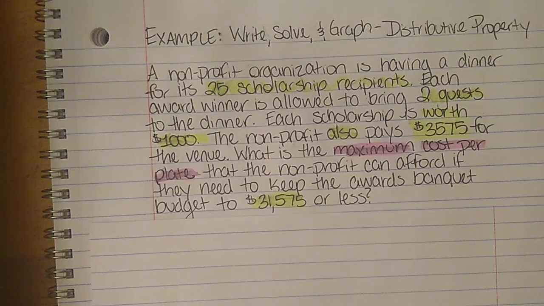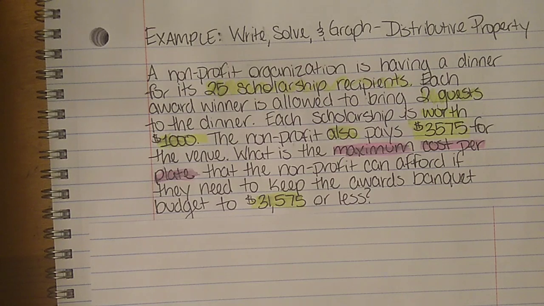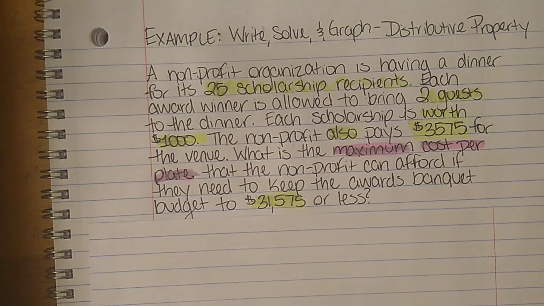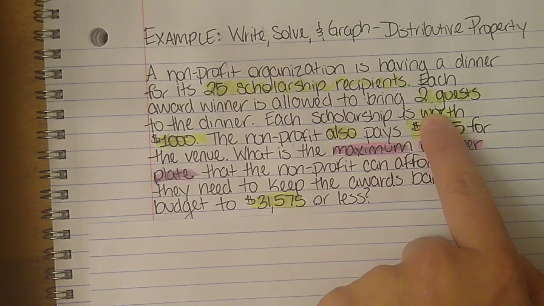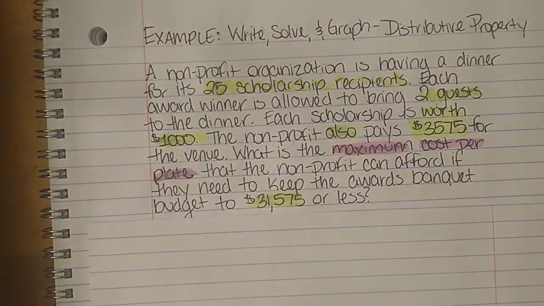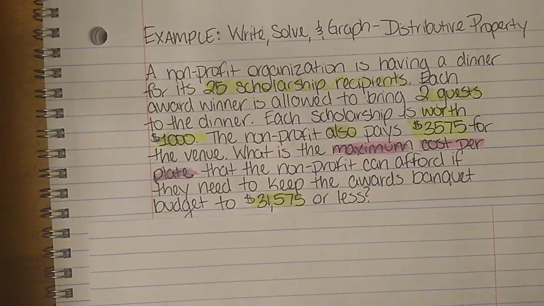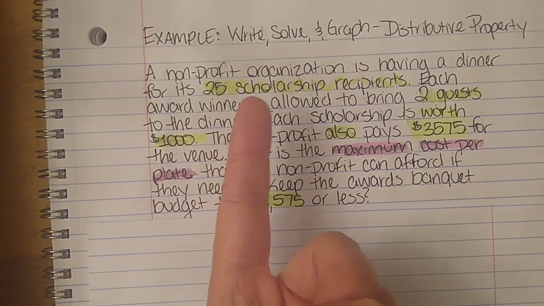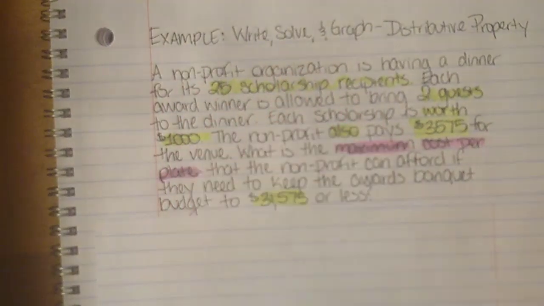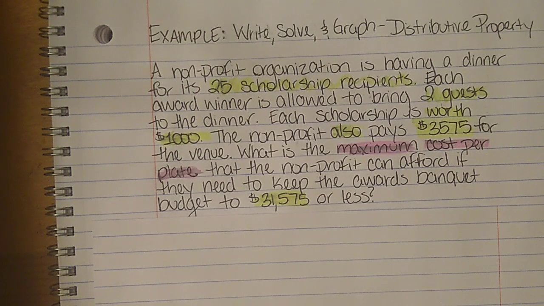This also has a piece of assumed information. A lot of times we have problems that are assuming that you're going to make a connection without explicitly telling you anything. So the assumption here: this is a dinner. So if each of the 25 recipients gets to bring 2 guests, there's going to be 3 people involved with each recipient, because that's the person getting the scholarship and the 2 people they're bringing. So 3 people are going to have a dinner at this awards banquet.